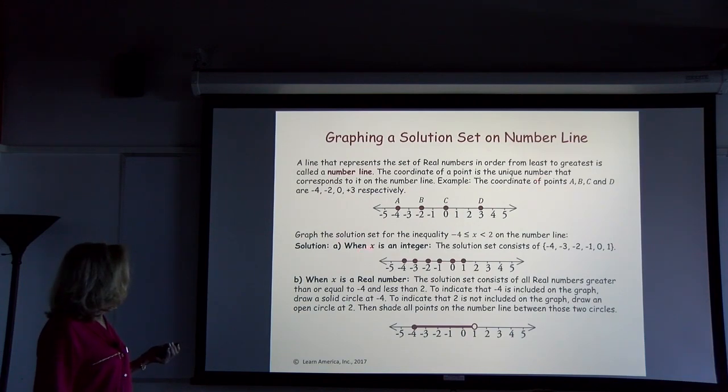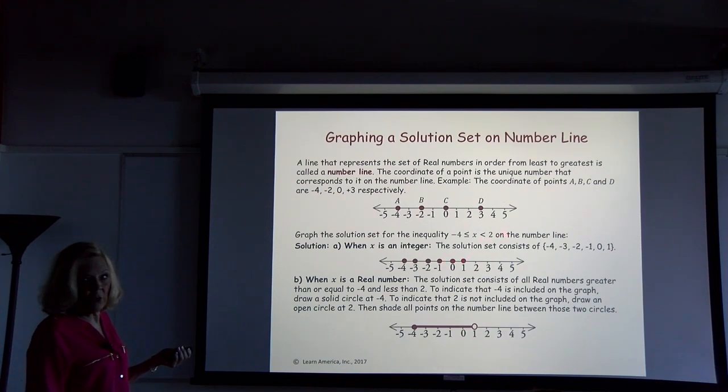If you have x as an integer and you're talking about -4 less than or equal to x less than 2, you'll notice in this case that x could equal -4. So that's going to be colored in solid. Then you have -3, -2, -1, 0, and 1. 2 is not included because I don't have any equality. I just have the inequality in this case.